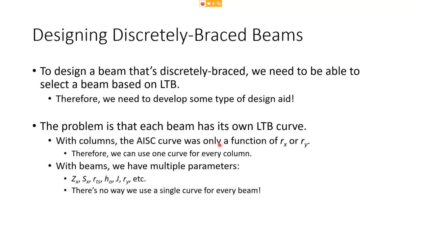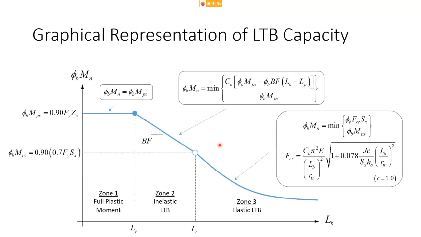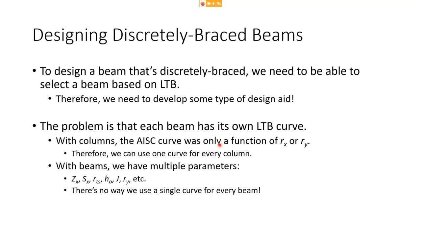Now, designing a discretely braced beam is theoretically very difficult, and the reason why is because we have to have some sort of design aid. Without a design aid, it really just becomes throwing a dart at the manual and seeing which shape you hit. Here's the problem. Each beam has its own unique curve, like this plot here has its own unique curve. Every single shape has its own curve. It wasn't like that with columns. With columns, the column curve was only a function of one parameter, and that was the radius of gyration.